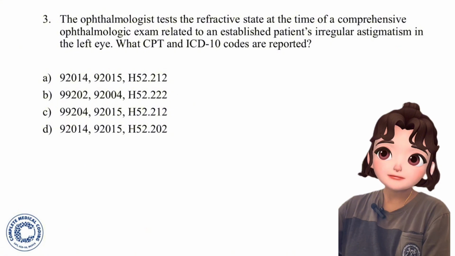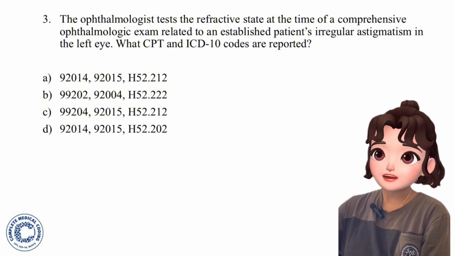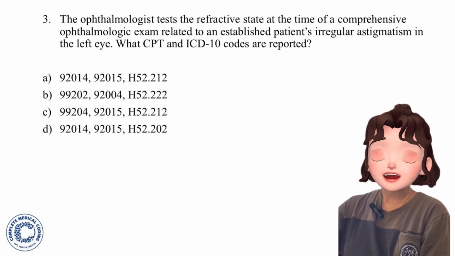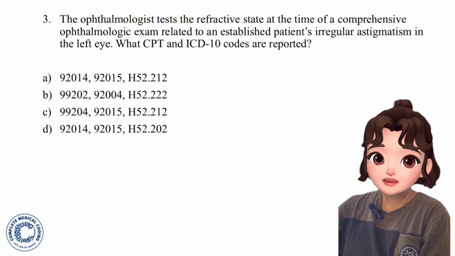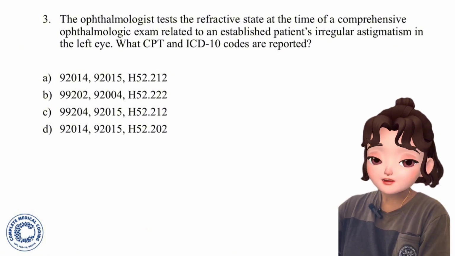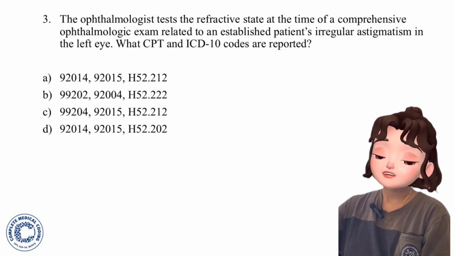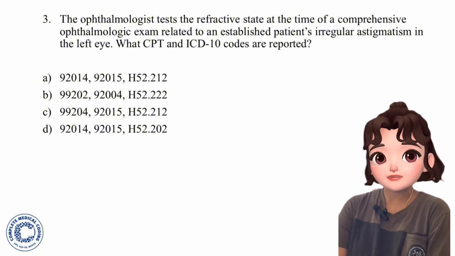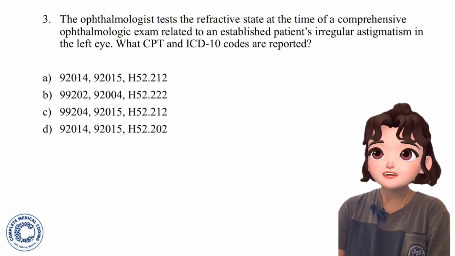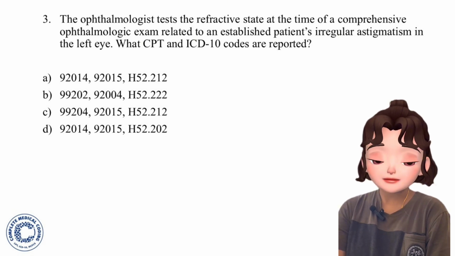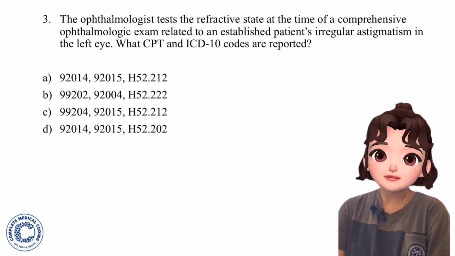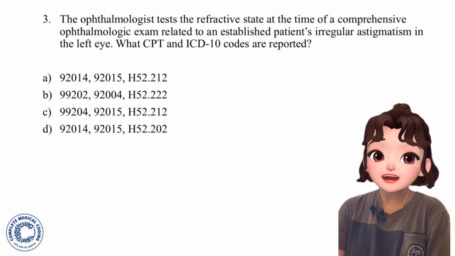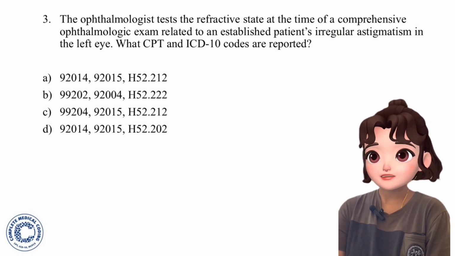See options B and C. There are E&M codes for established patient, 99202 and 99204, which is wrong. Since we have the direct ophthalmological visit codes 92012 and 92014, you have to choose only whatever is applicable from those codes, either 92014 or 12. Here, since it is a comprehensive established patient code, you have to go for 92014. So don't go for those E&M codes mentioned in options B and C, 99202 and 204. Those are wrong options.